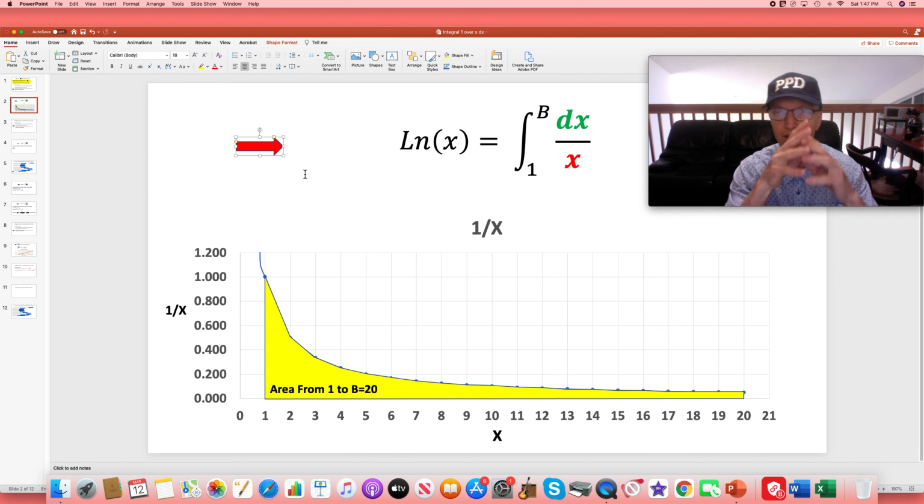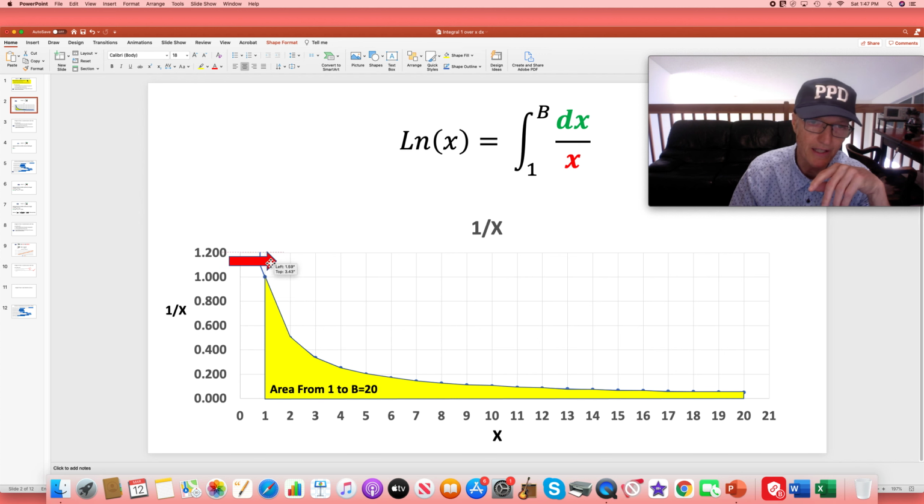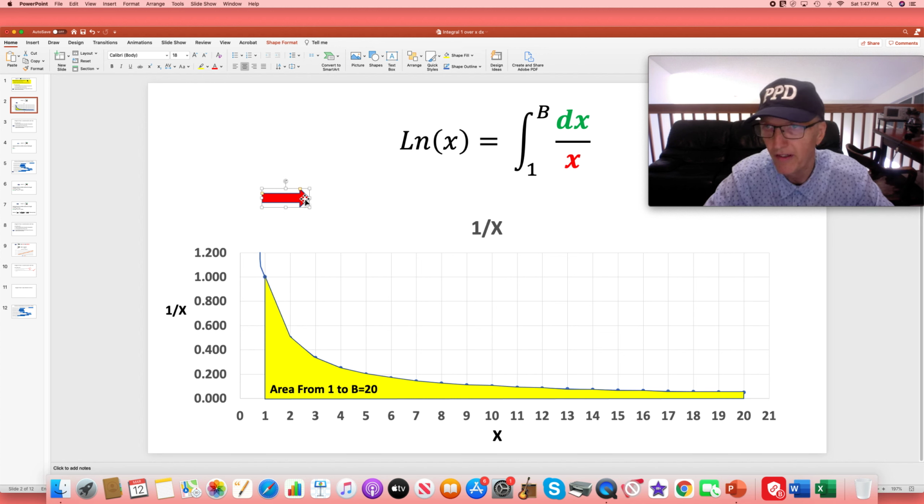So that is the function, the line, 1 over x. And the integral of 1 over x dx is the area. Because remember, integration produces the area under a curve, at least in two dimensions. And you can go to higher dimensions, get volumes and so forth.